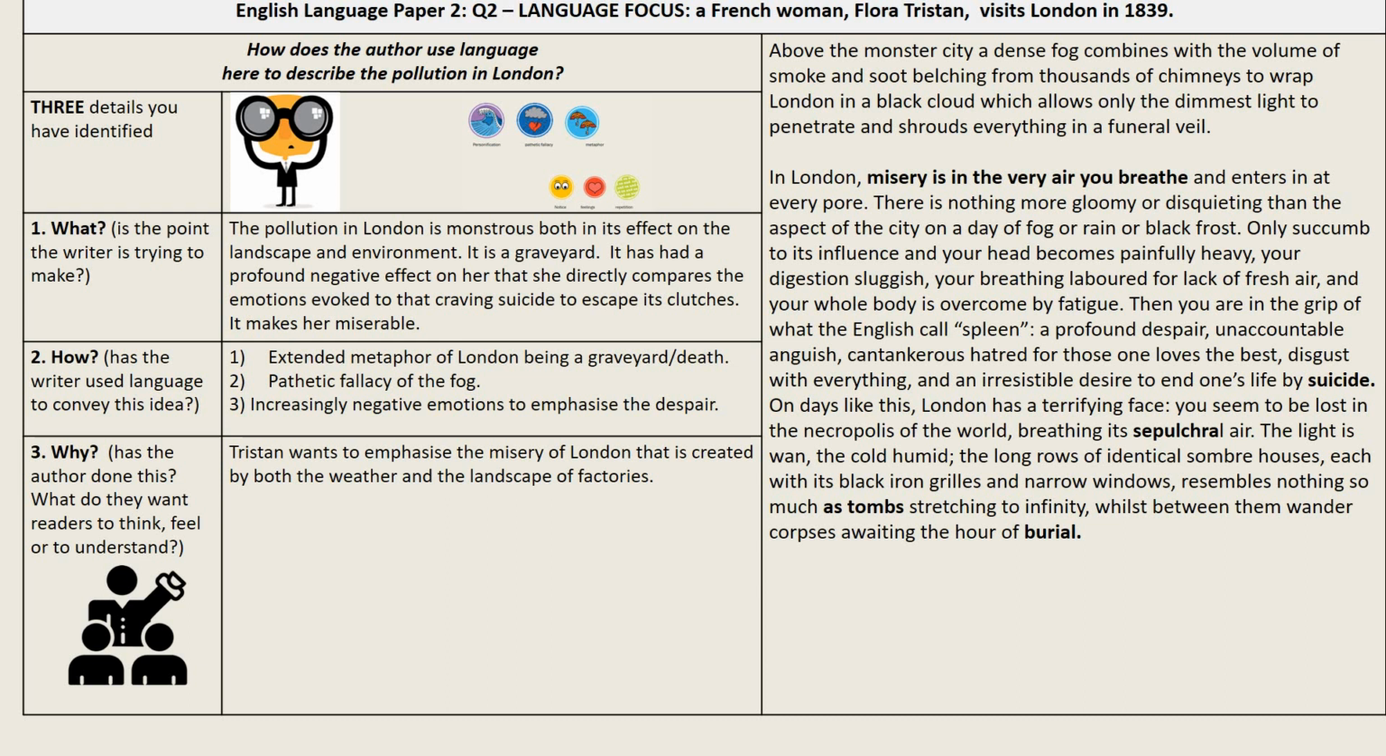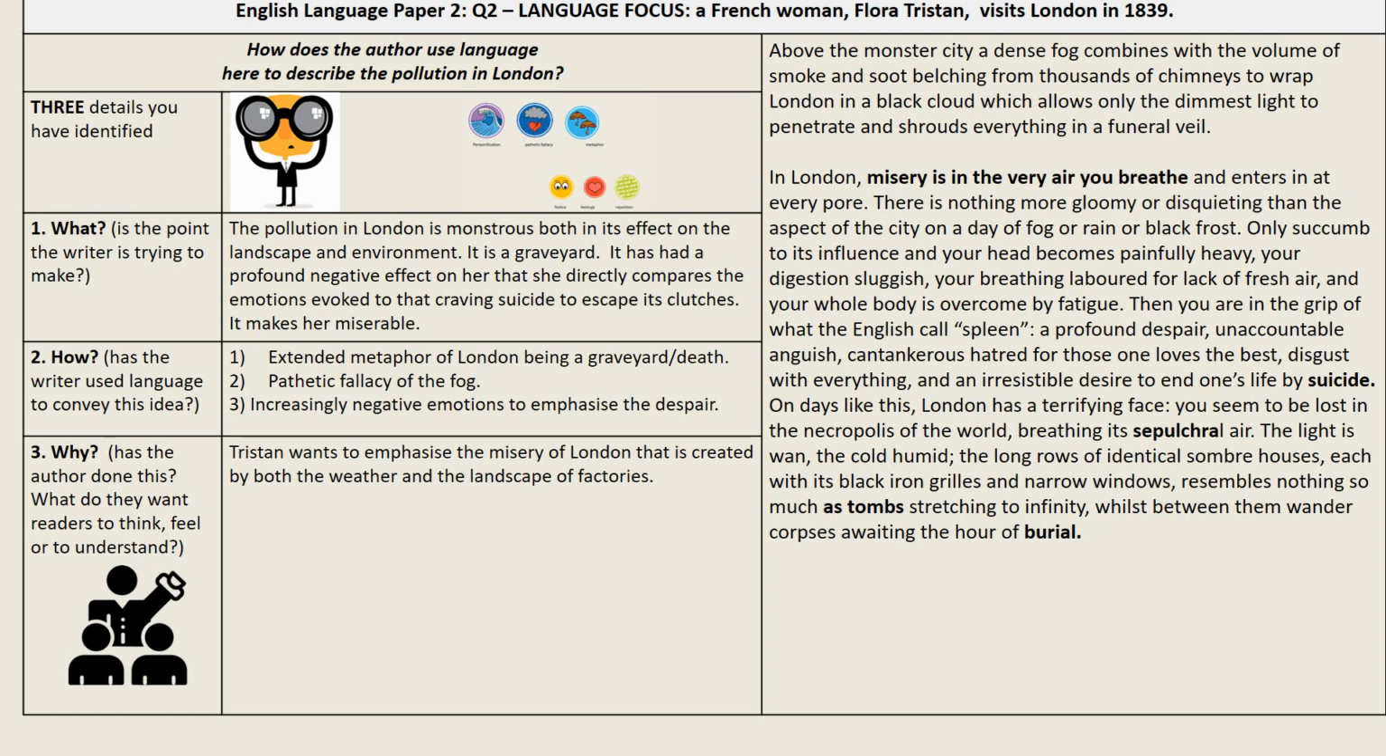The 3 things I'm going to talk about are going to be the extended metaphor of London being like a graveyard and death. And you can see I've actually put those in bold there on that side. I'm going to talk about the pathetic fallacy of the fog, that it succumbs you, you can't escape its clutches, that the fog itself is suffocating you, and the increasingly negative emotions to emphasise the despair that she feels. And why? Well, I think Flora Tristan wants to emphasise the misery of London that is created by both the weather and the landscape of the factories.